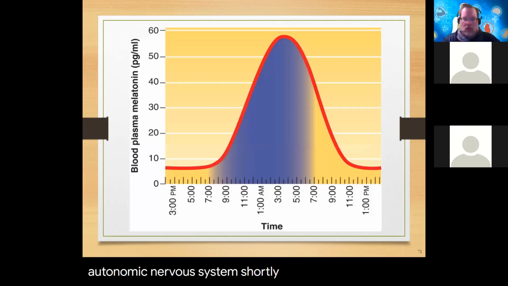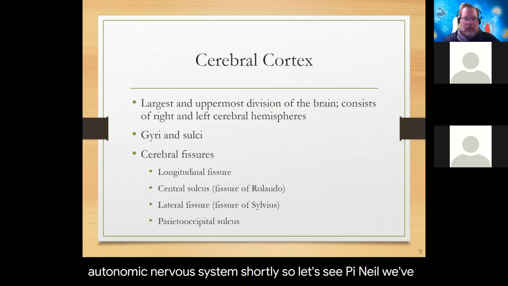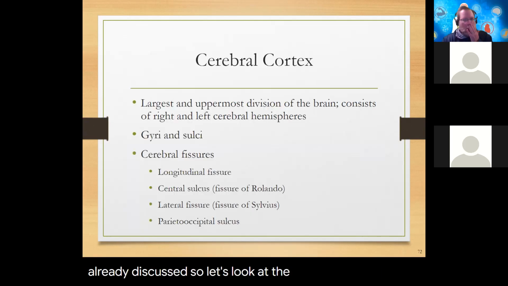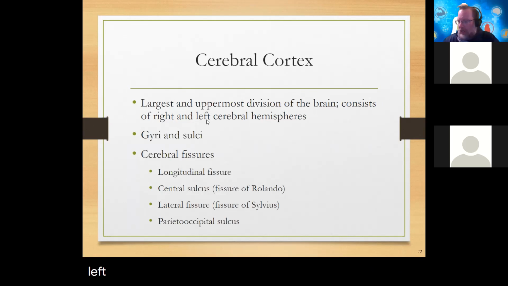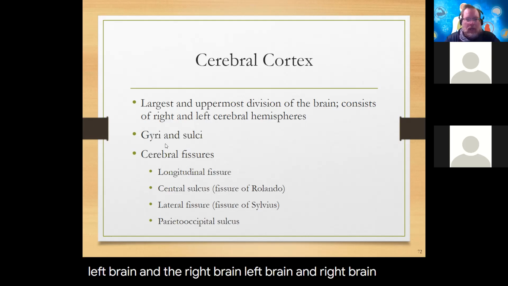All right, so let's see, pineal we've already discussed. So let's look at the cerebral cortex. Let's get up into the mental aspects, the analytical aspects. We do see that it's divided into right and left hemispheres. So we have a left brain and a right brain.